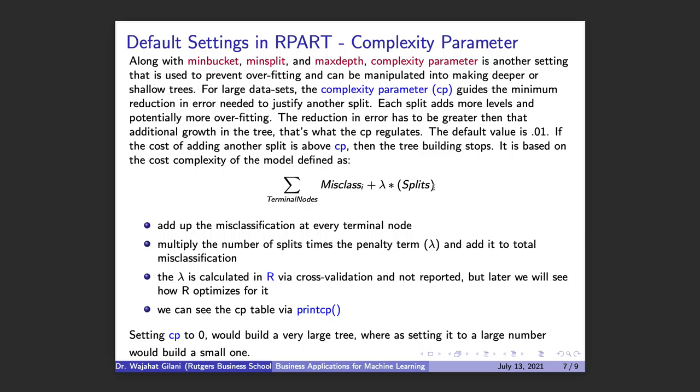R doesn't tell you what lambda it uses. It calculates it itself and never reports it, using a concept called cross-validation, which we will not only talk about, but we will actually work out in R. In theory, that shows how they get the lambda, but more so we're going to work out this cross-validation in R to figure out for our data set what the ideal complexity parameter should be.